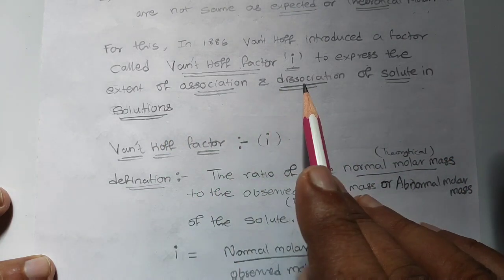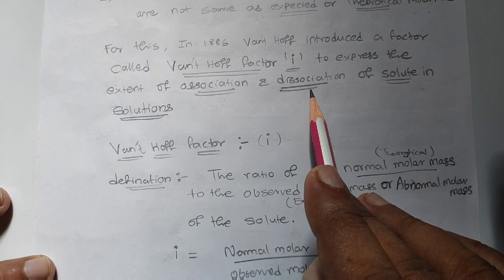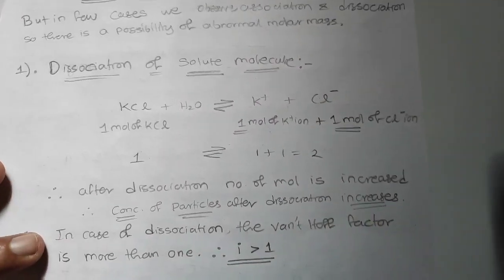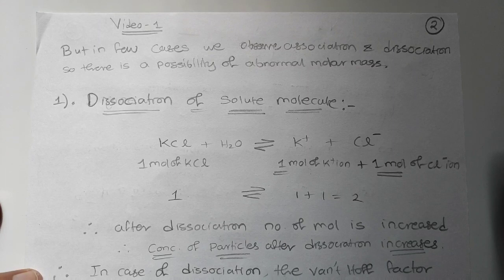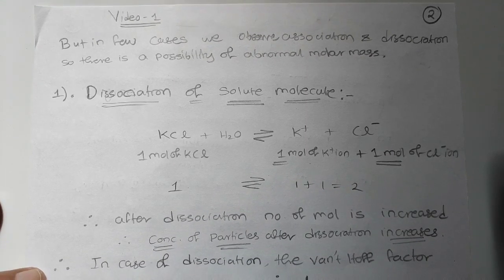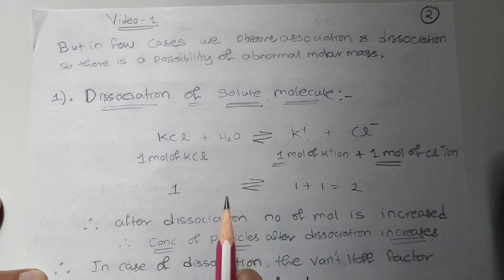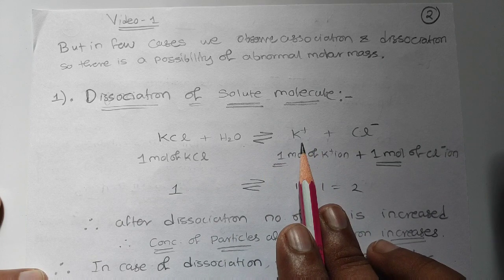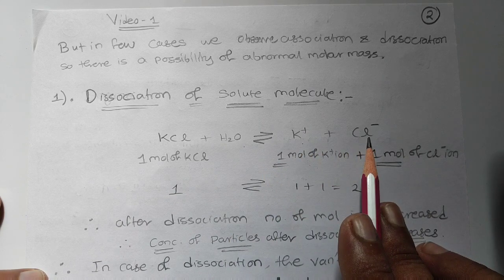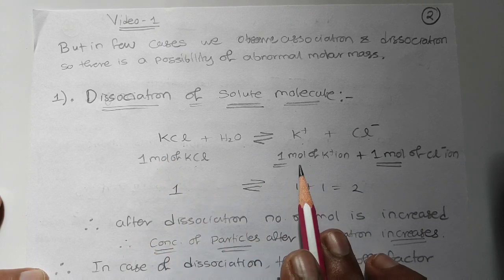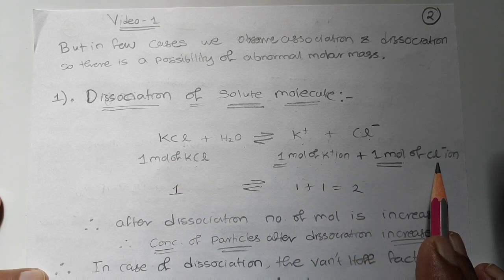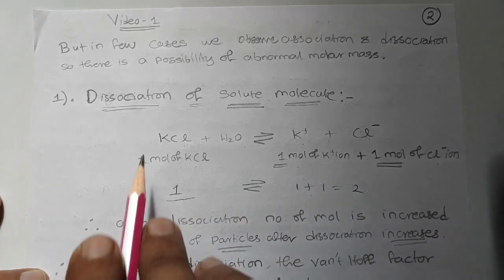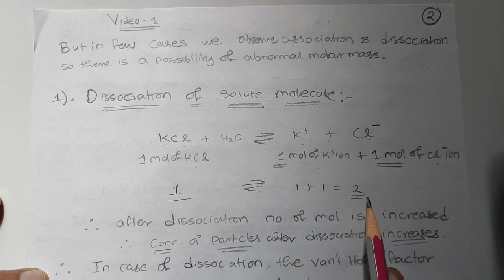So first of all we'll study what association and dissociation are, then we'll study the definition of the van't Hoff factor. When we talk about dissociation of a solute, always remember, if I take a salt like KCl in water, it will dissociate into K+ and Cl- ions. One mole of KCl gives 1 mole of K+ ion and 1 mole of Cl- ion. In the beginning it was 1 mole, but after dissociation it changed into 2 moles.